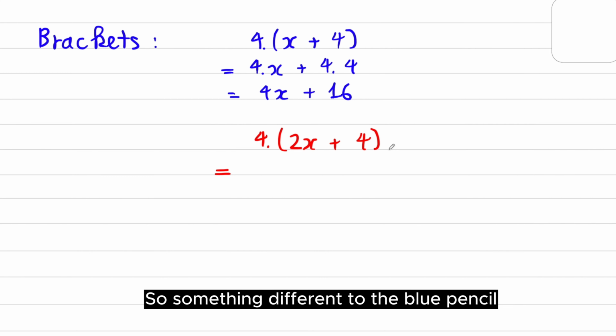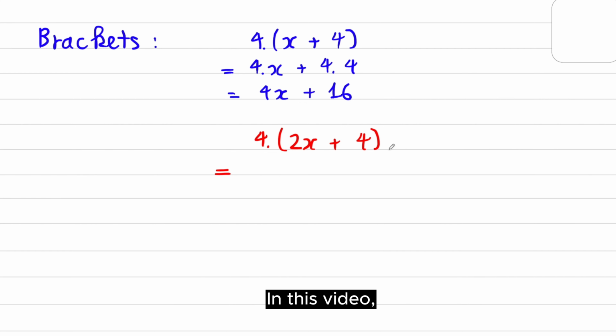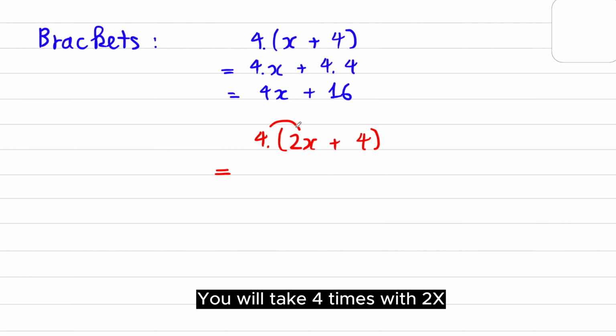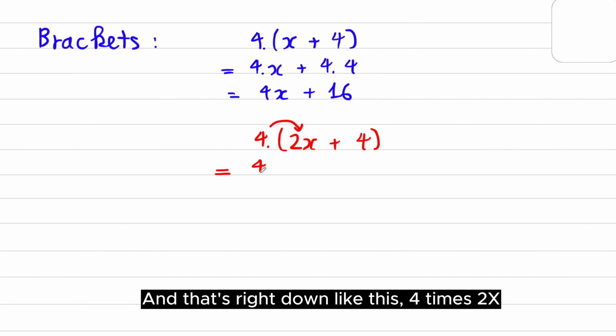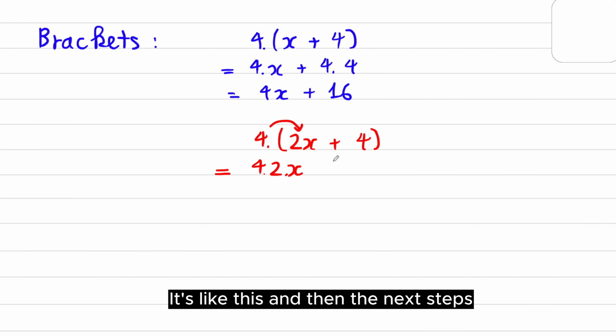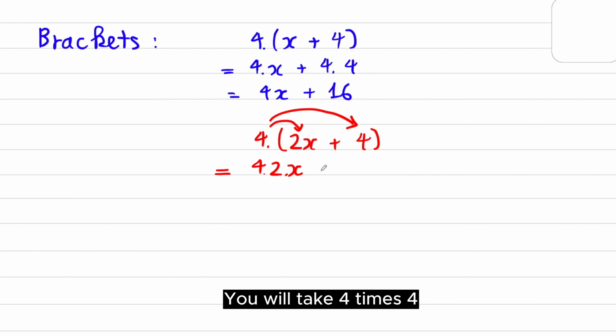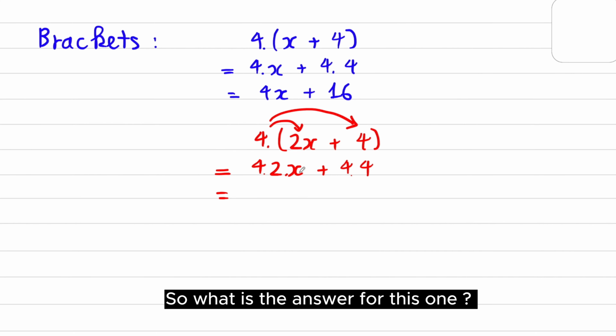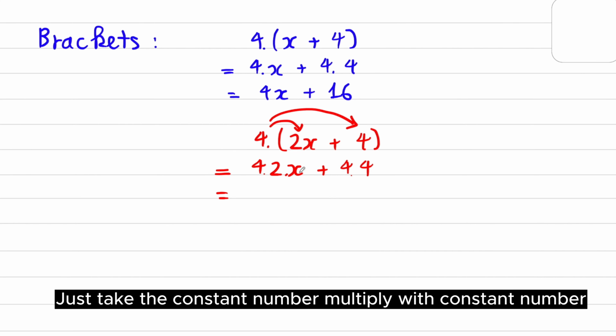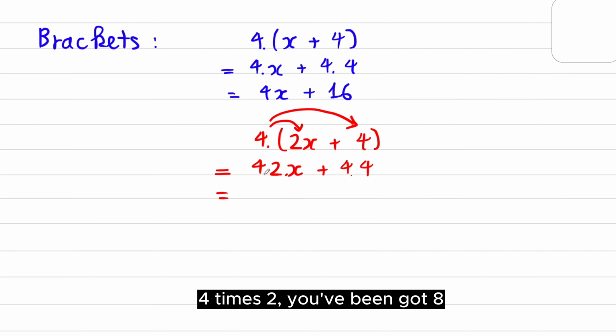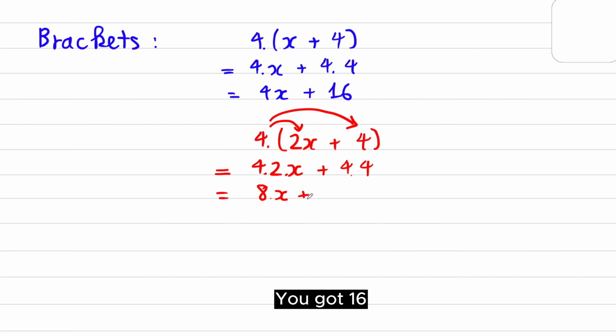Something different to the last video: here you will take 4 times 2x, and write it out like this, 4 times 2x. And then the next step, you will take 4 times 4. The same thing, right? 4 times 2 times x. So what is the answer for this one? Just multiply the constant number with the constant number. 4 times 2, you will get 8. So 8 times x. And 4 times 4, you get 16.